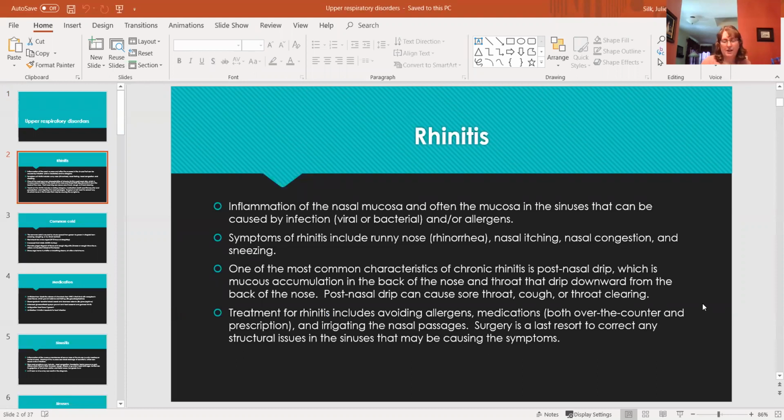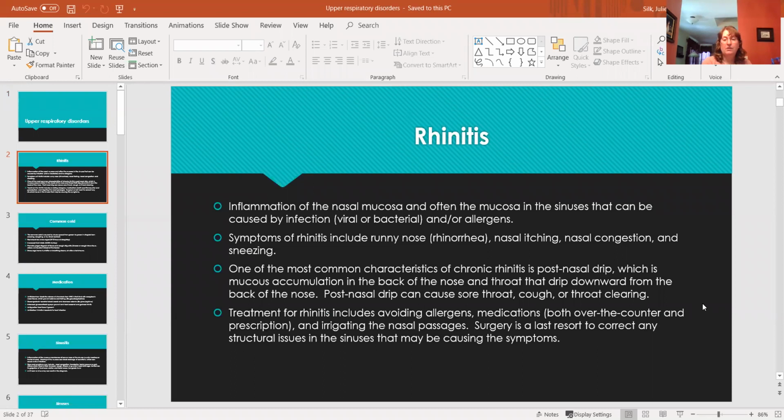So allergic rhinitis is part of upper respiratory things that go on. Basically what it is, it's inflammation of your nasal mucosa. Usually it's because you have a virus or a bacteria that caused it, or maybe you have allergies and the allergies is what caused it. So when you have rhinitis, it's usually just a runny nose, nasal congestion, and itching or sneezing.